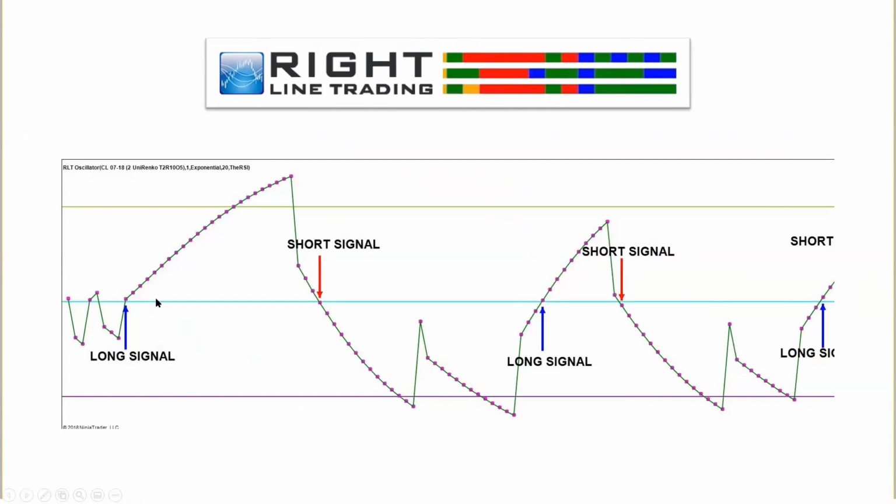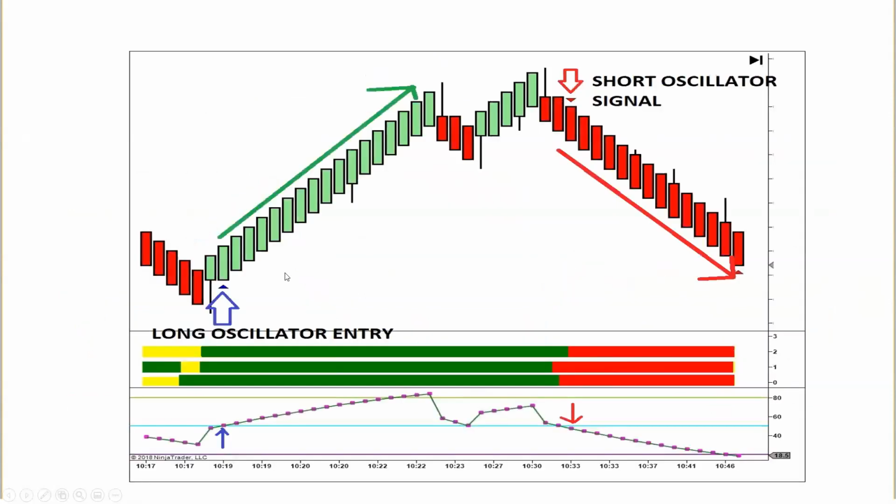When the percent K line crosses the 50 line, you get a long signal to the upside. To the downside, you get a short signal. When the percent K line goes to the upside, you get a long. You get a short. You get a long. And here's what you see. There's your oscillator signal. On triple greens, up you go. Here's your oscillator signal on triple reds, and down you go.